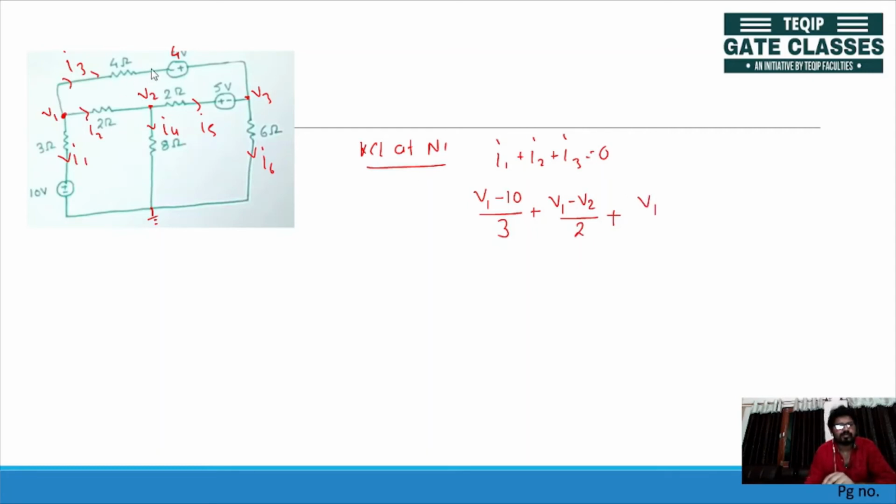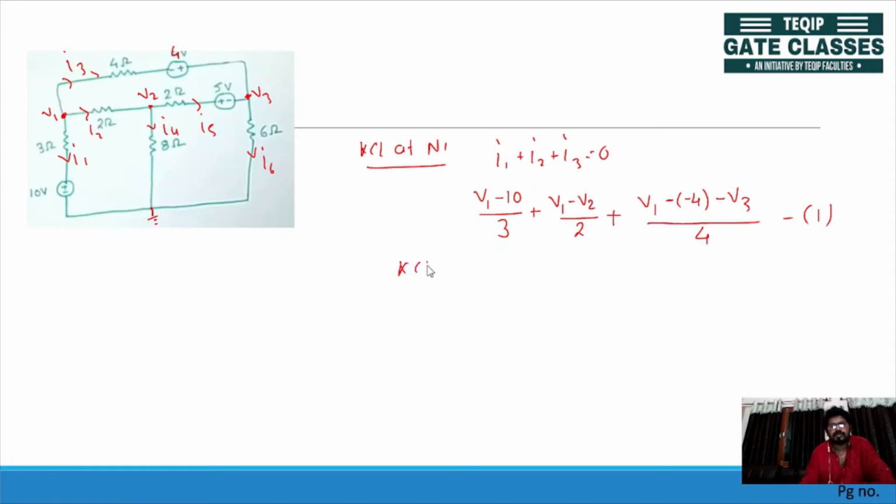minus, but we are entering at -4. We will write V1 minus of minus 4, minus V3. We are reaching V3 here, so we will consider all voltages. V1 minus of minus 4, minus V3, divided by 4. Okay, so this will be your first equation.